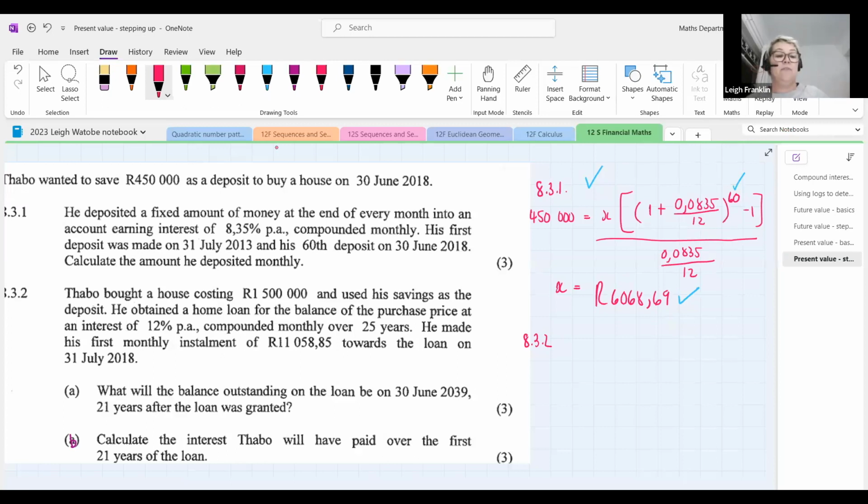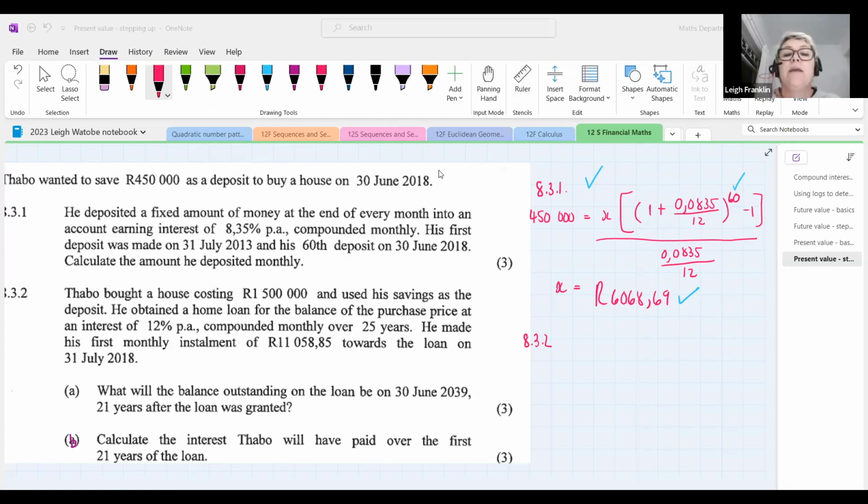25 years. He makes his first monthly installment of 11,058 Rand and 85 cents towards the loan on the 31st of July 2018. Can you see they go straight to an outstanding balance question? What will the outstanding balance on the loan be on the 30th of June 2039, which is 21 years after the loan is granted?